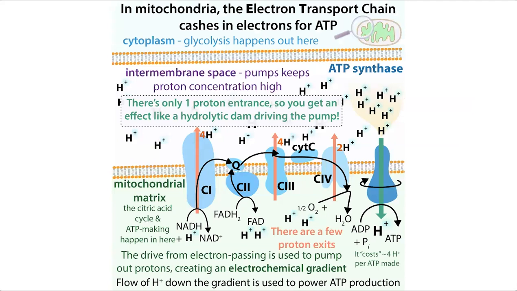In the electron transport chain, these electrons got passed from one molecule to the next, pumping out protons as you went, and generating a powerful proton motive force. Today we'll see how that force, that gradient, can be used to power the synthesis of ATP.